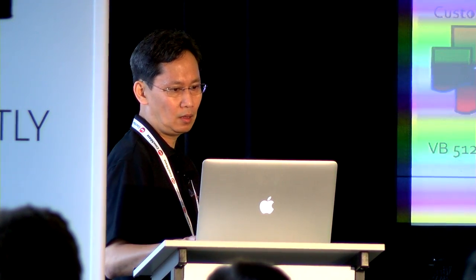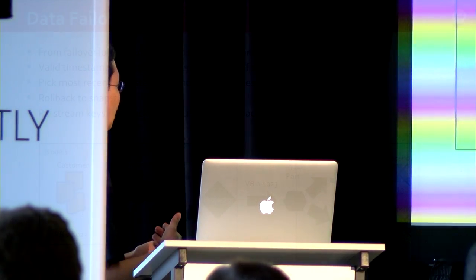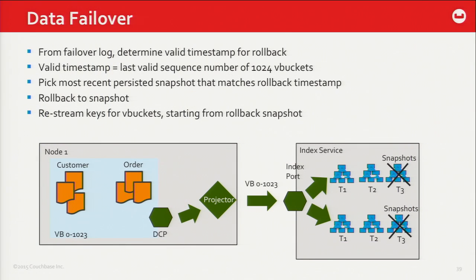And after rollback, it now knows that node 1 is the new master, so it will ask node 1 to stream the keys for rebuckets 512 to 1023. It will use the timestamp or sequence number from that rollback snapshot and say, let me start streaming based on this rollback point or checkpoint.